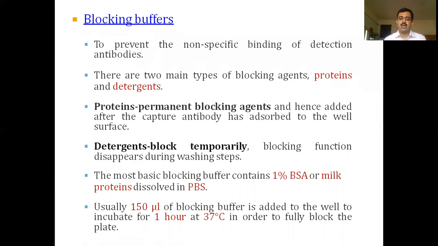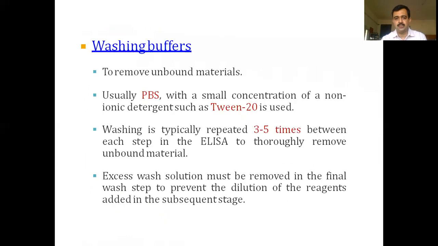Usually 150 microliters of blocking buffer is added to the well and incubated for 1 hour at 37 degrees centigrade in order to fully block the plate. So blocking buffers are also useful for the ELISA technique.